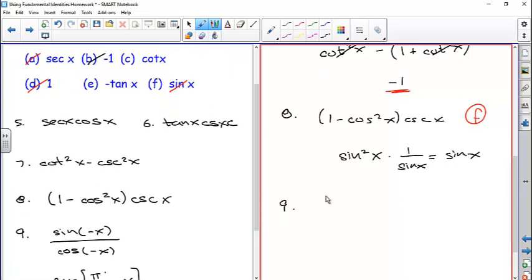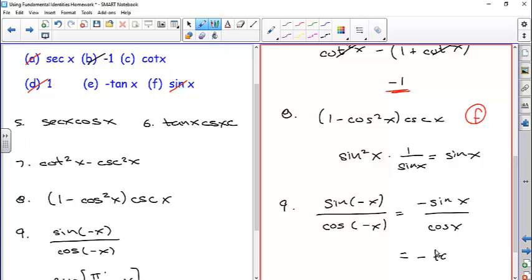But okay, the next one is the sine of negative x divided by the cosine of negative x. So these are what are called odd-even identities. If you go to page 354 in the 6th edition, you'll see the sine of negative x is going to be negative the sine of x. And the cosine of negative x is the cosine of x. So we get this negative sign on one of them and not on the other. And then the sine over the cosine is the tangent. So we get negative tangent of x. That looks like e. So that's good.